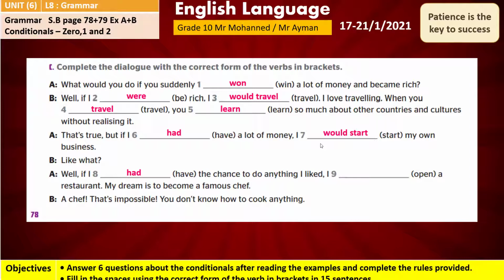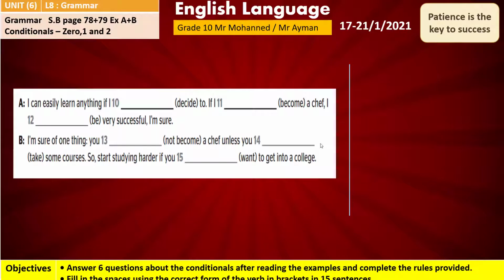I would open a restaurant. My dream is to become a famous chef. A chef? That is impossible. You don't know how to cook anything. I can easily learn anything. If I can easily learn anything, this is the second half of the first conditional.